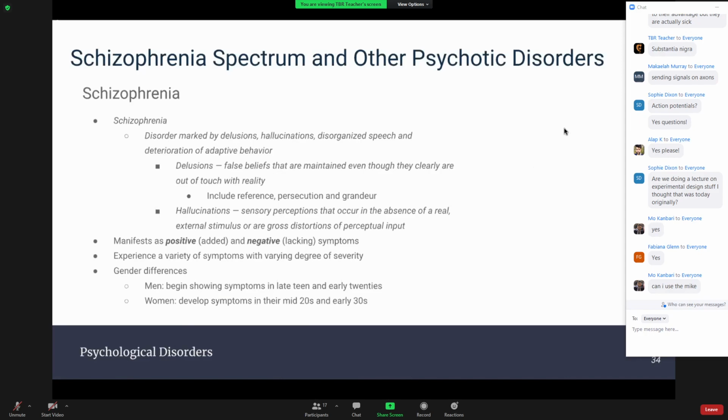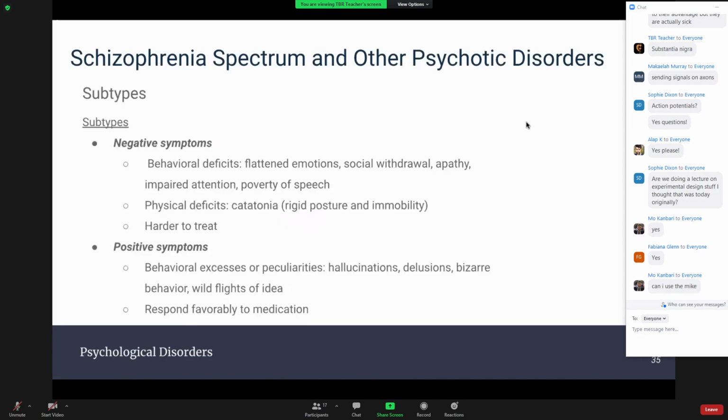So when we're talking about positive and negative, the positive is definitely the hallucinations and the delusions. But including in the positive, there's also the bizarre behavior, the wild flights of ideas. Those would be more closely related to the traits in the personality disorder seen in the schizotypal. For the negative symptoms, we talked about the flattened emotion, social withdrawal, and apathy. Those might be more closely seen in the schizoid personality disorder.